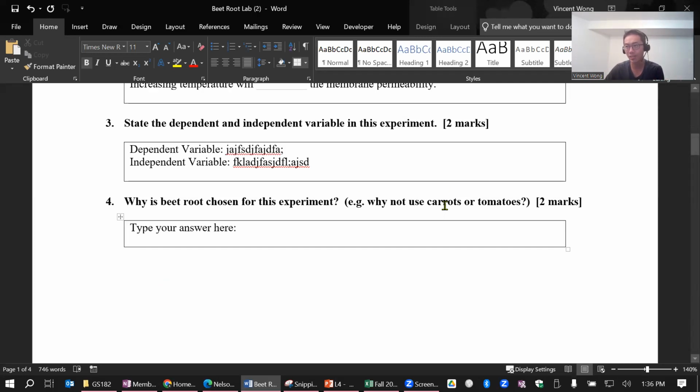I mean, carrots are orange and tomatoes are red. They too have colors, right? So why are we not using those? Why specifically choose beetroot?